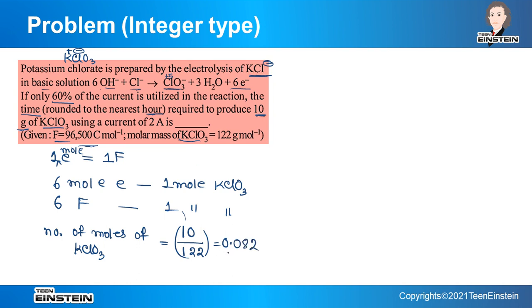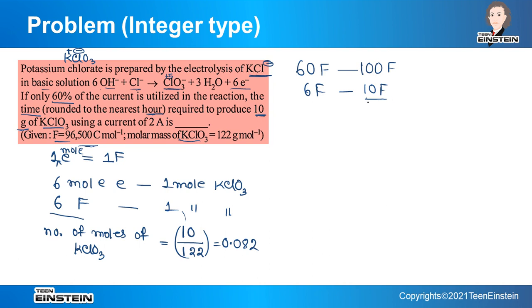Now as efficiency is 60%, that means what? We have to supply more current than 6 Faraday, because whatever we supply will not be utilized 100%. So as 60% is the efficiency, when you require 60 Faraday of charge, you supply 100 Faraday. So when you need 6 Faraday, you have to provide 10 Faraday according to this relation, because it is 60% efficient, so we have to supply some more amount, which is clear.